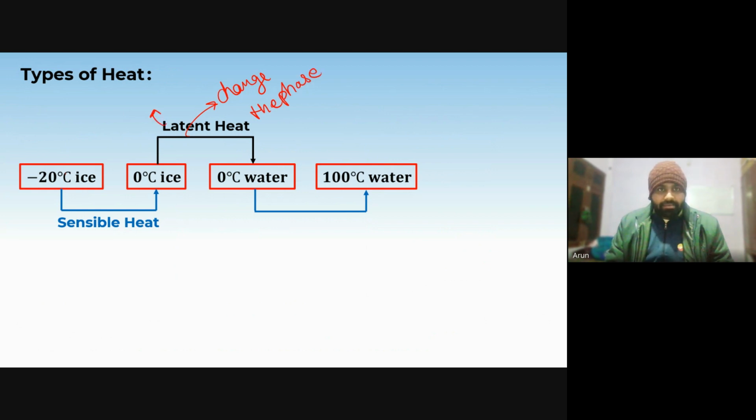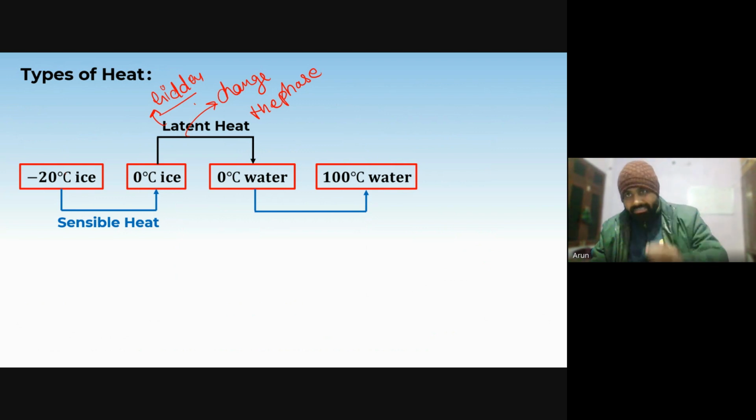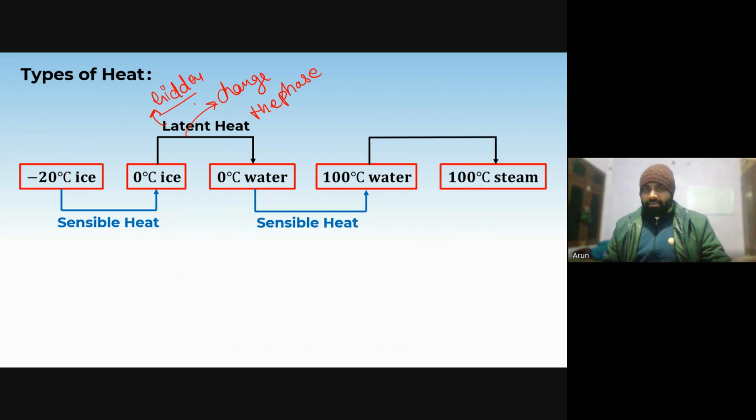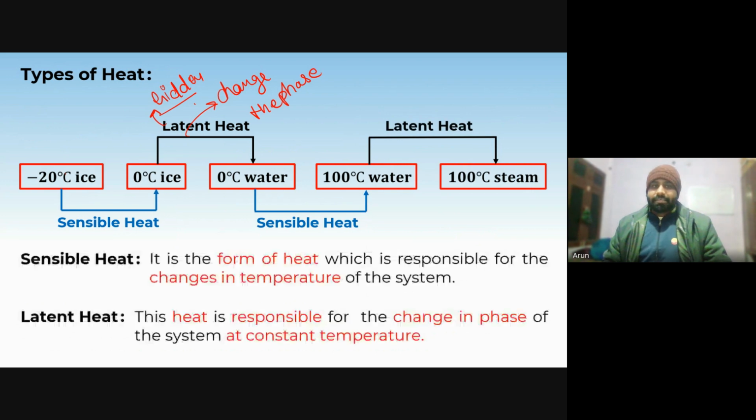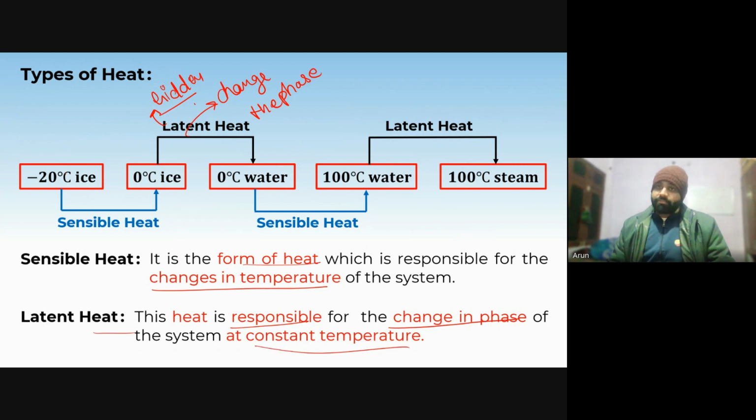Latent means hidden, छिपा हुआ. So when water starts boiling, you measure the temperature, then it is 100 degrees Celsius for a while and you are constantly supplying heat to it. And where is the heat going? Heat is going to convert the water into steam. So that heat is termed as latent heat. And when you sense it by the temperature change, this heat is termed as sensible heat. So this form of heat is responsible for change in temperature. Latent heat is responsible for change in phase, and it occurs at the constant temperature.